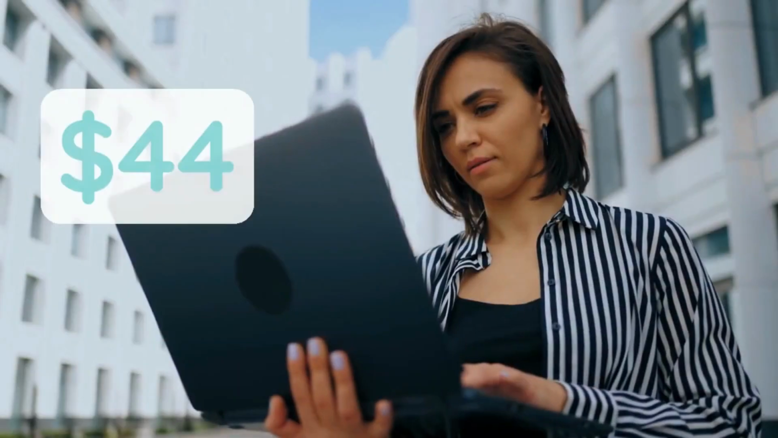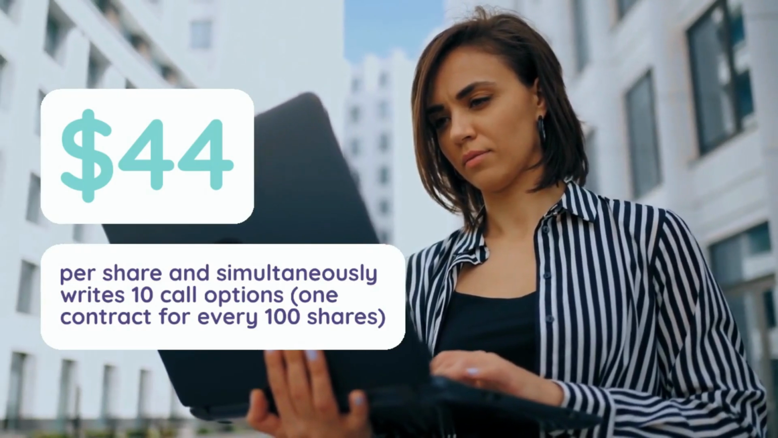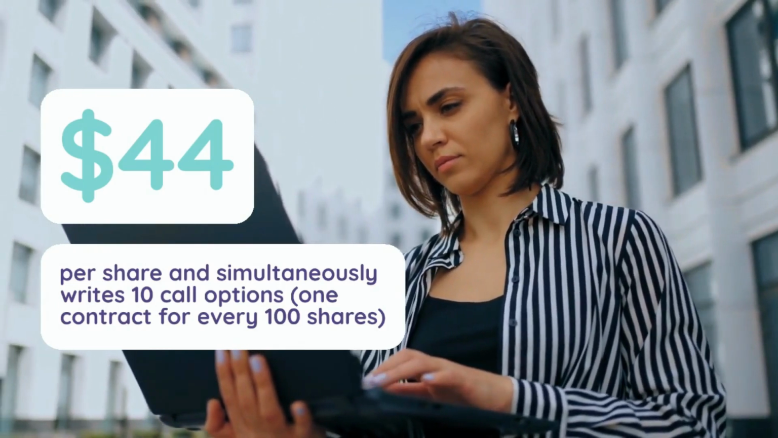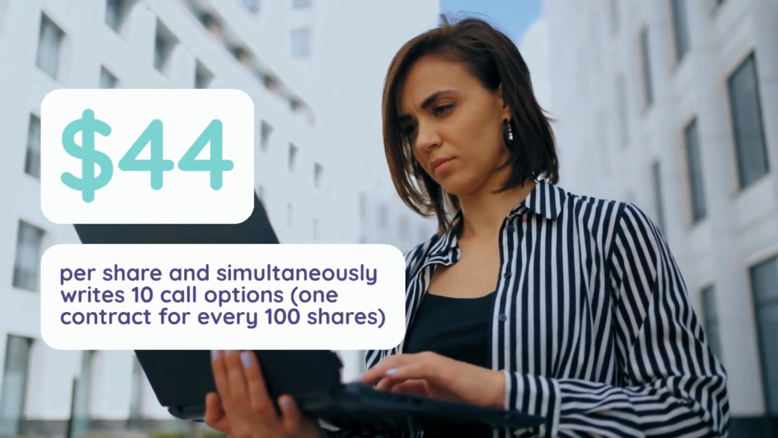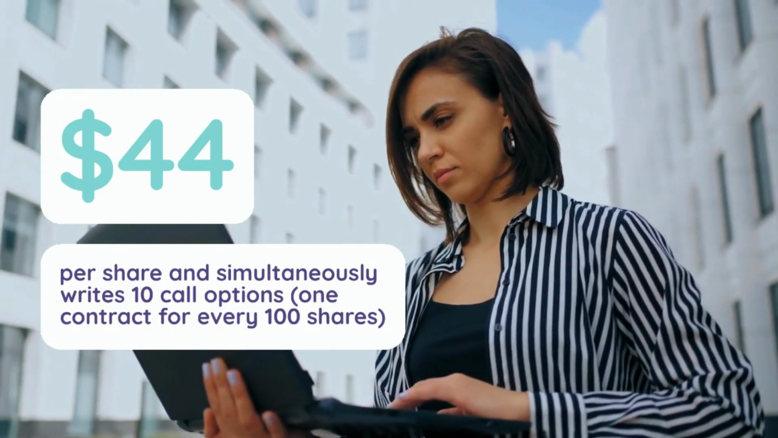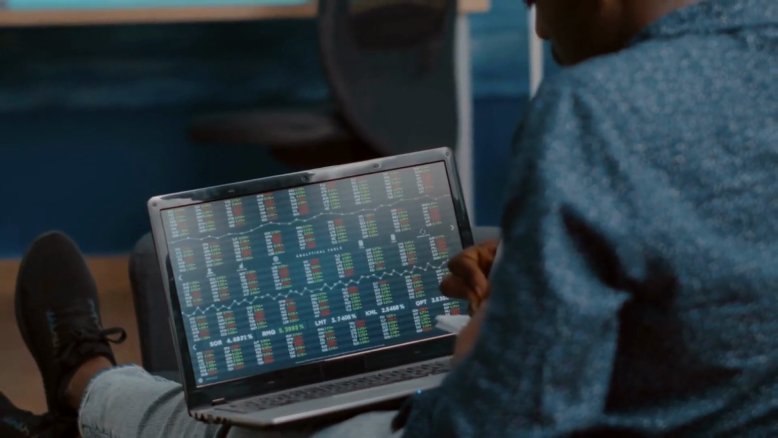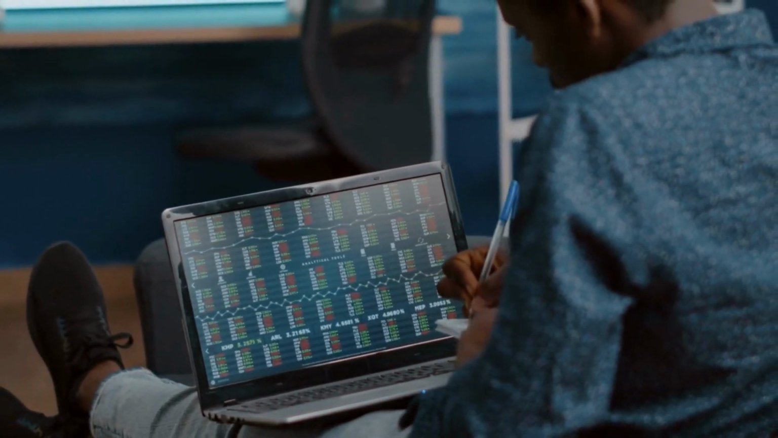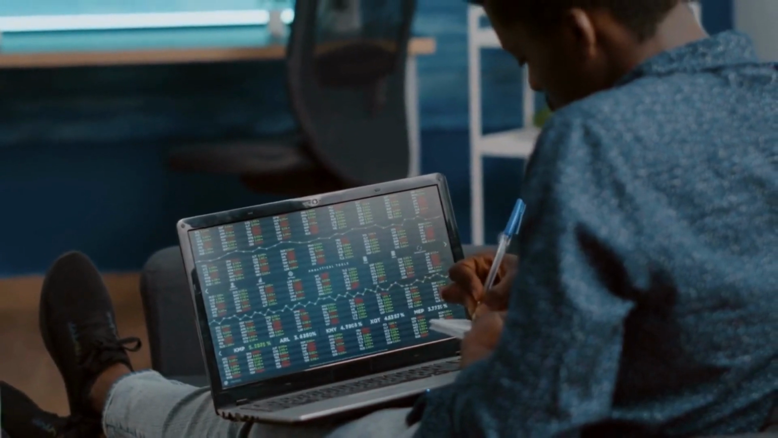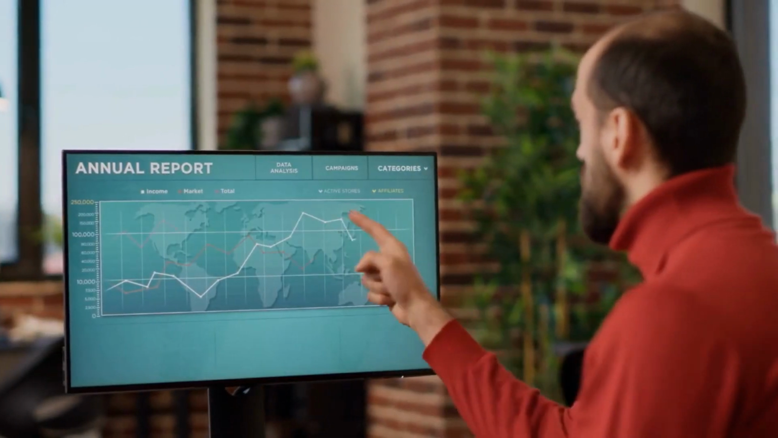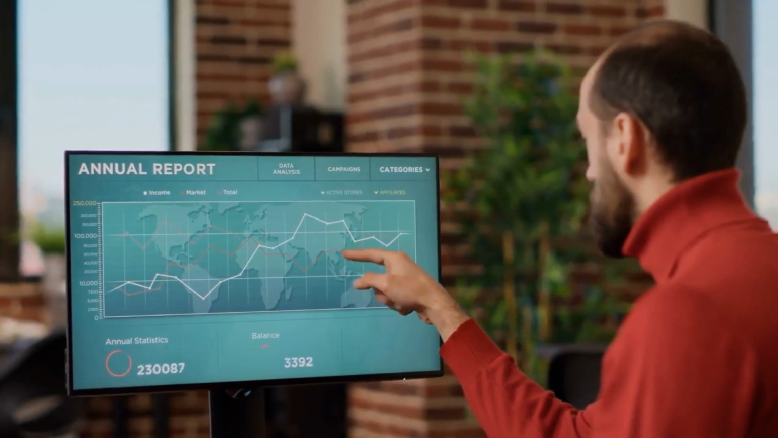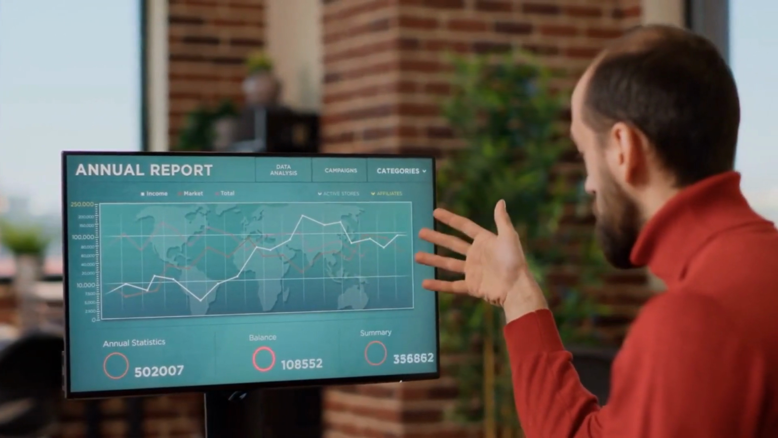For example, suppose a trader buys 1,000 shares of BP at $44 per share and simultaneously writes 10 call options, one contract for every 100 shares. With a strike price of $46 expiring in 1 month, at a cost of 25 cents per share, or $25 per contract and $250 total for the 10 contracts. The 25 cents premium reduces the cost basis on the shares to $43.75. So any drop in the underlying down to this point will be offset by the premium received from the option position, thus offering limited downside protection.